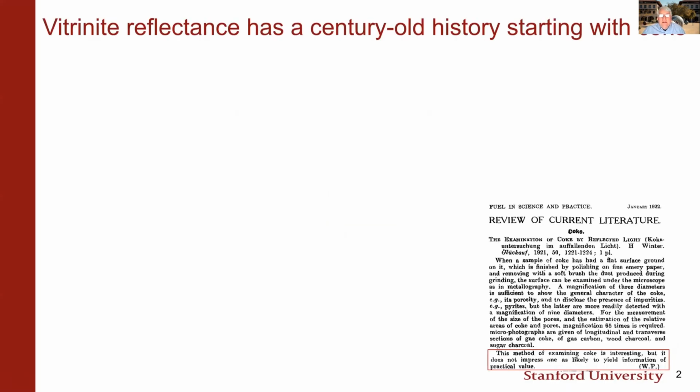Vitrinite reflectance has a century-old history starting with coke. In the lower right-hand corner, you can see a review that I found published in 1922. It reviews a paper published in 1921. The interesting thing about this review, which talks about using reflected light to characterize coke, is the statement that this method of examining coke is interesting, but it does not impress one as likely to yield information of practical value. Of course, the entire concept of vitrinite reflectance is based on this concept. So it seems like that person was not predicting the future very well.